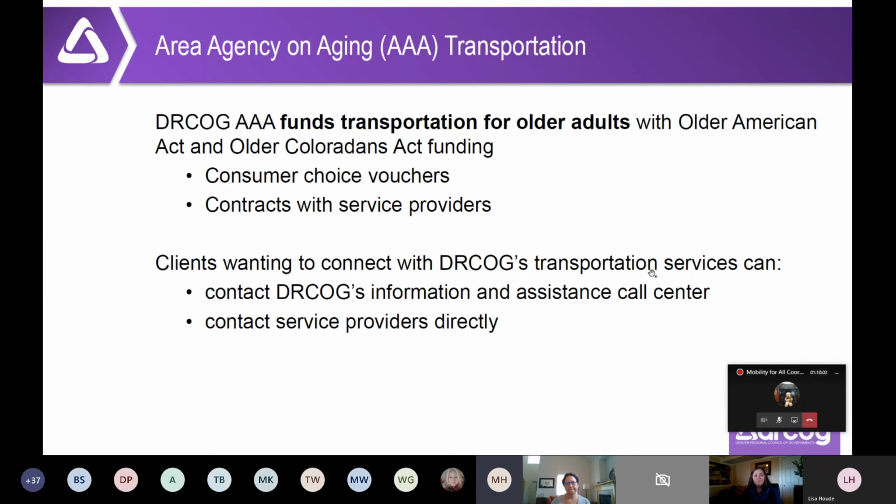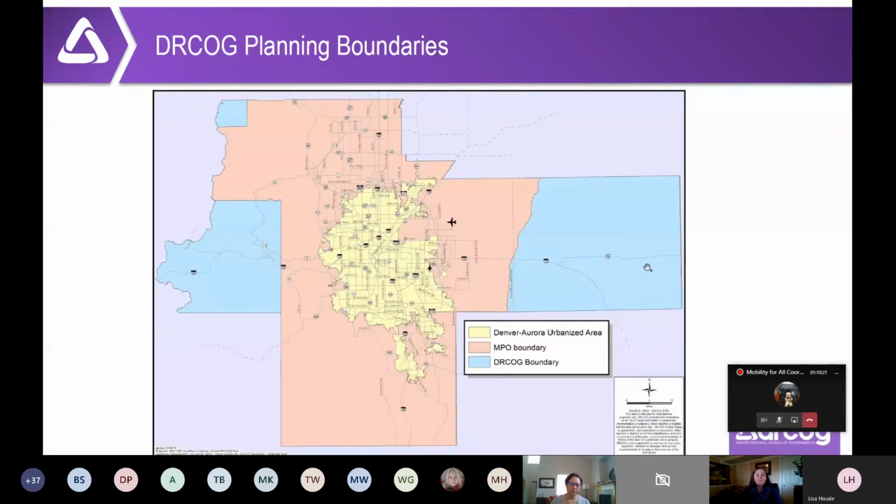Next slide. So here's some information about our area agency on aging. When it comes to transportation, they do fund quite a bit of transportation with Older Americans Act dollars in the community. Next slide. And so here are the Dr. Cog planning boundaries. For the purposes of the Coordinated Transit Plan, the entire map, no matter which color, is within the boundaries of the planning area for this particular plan.